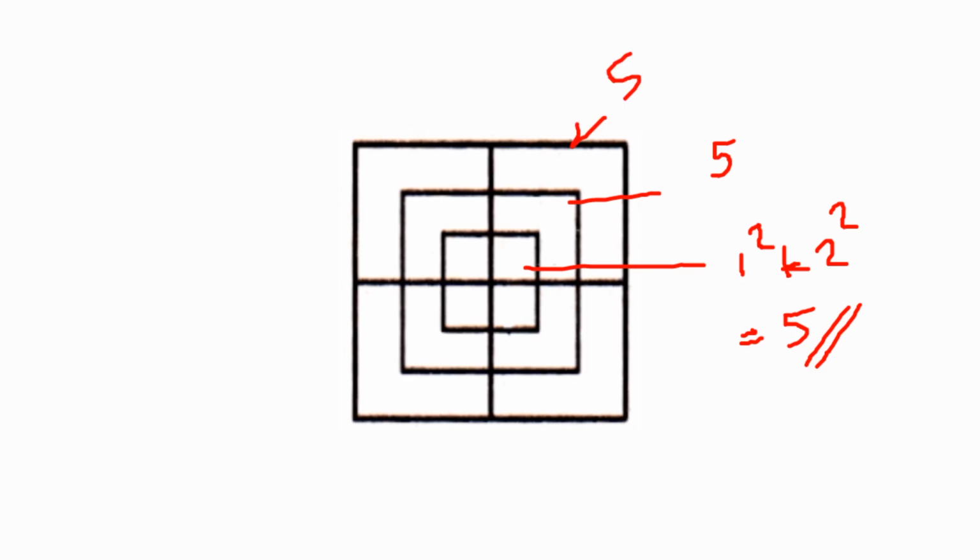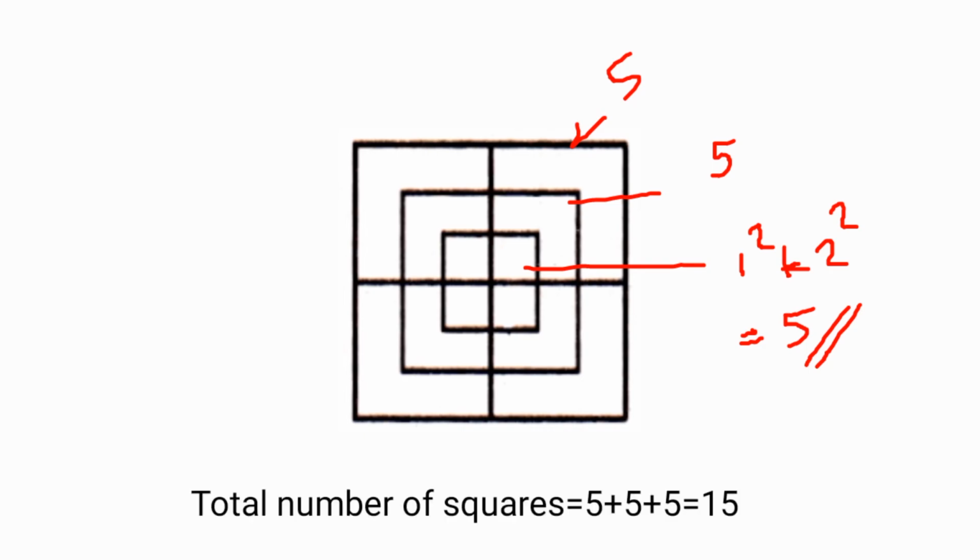Now to find the total number of squares in the given figure, what you have to do? Just add all these. So 5 plus 5 plus 5, that is you will get the answer as 15. Hope you understood how to solve this question.